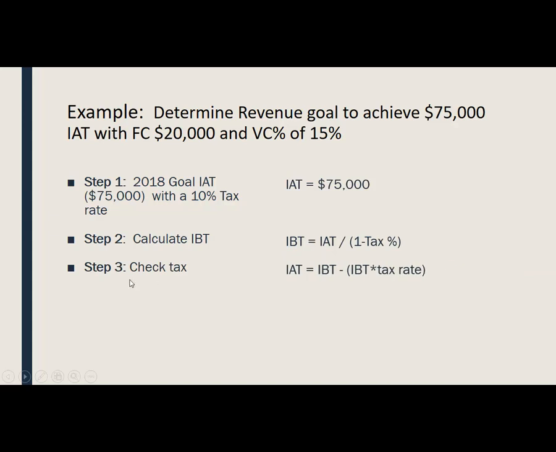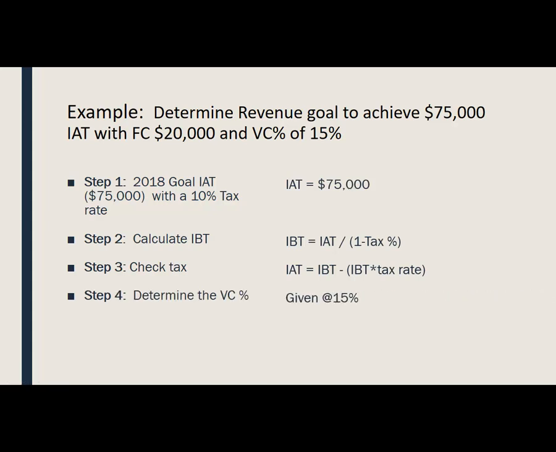Then we would check our tax. Once we find out our income before tax, we will always check our math. So we'd go, our income after tax equals income before tax, because we've just discovered, minus income before tax times the tax rate. So whatever we're paying in taxes, it should equal back to this $75,000. And that's all we're doing there. We're just confirming. We know that it should be $75,000, but we are confirming that.